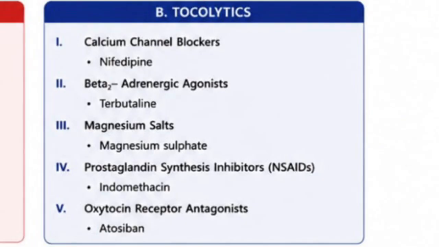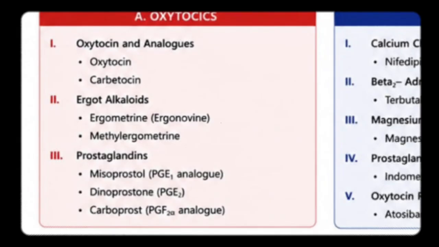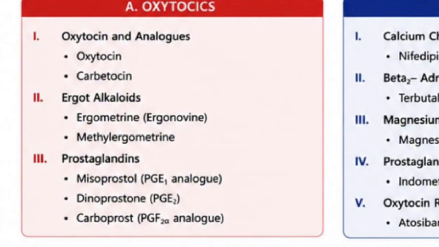Under oxytocin analogs, you have the oxytocin and carbetocin. Don't forget. Under ergot alkaloids, you have the ergometrine and methylergometrine, or you can call ergometrine ergonovine, don't forget. Under prostaglandin analogs, you have the misoprostol, which is a PGE1 analog. You have the dinoprostone, which is PGE2. And you have the carboprost, which is PGF2 alpha. These are analogs of prostaglandin.